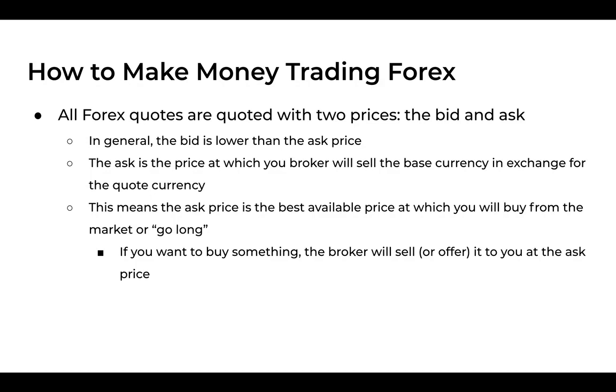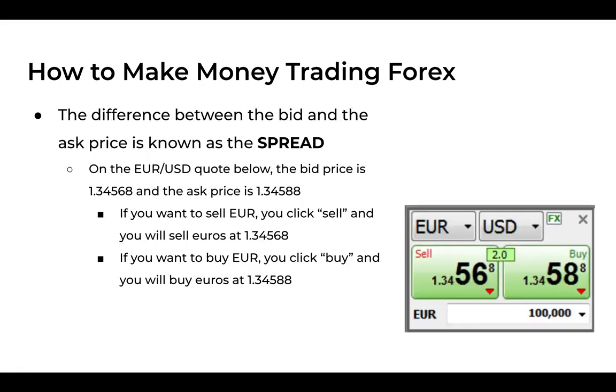If you want to buy something, the broker will sell or offer it to you at the ask price. So the difference between the bid and the ask price is known as the spread. On the Euro USD quote to the right of us, the bid price is $1.34568, and the ask price is $1.34588. I'm not going to say the decimal points every single time, but you can see on the screen here.